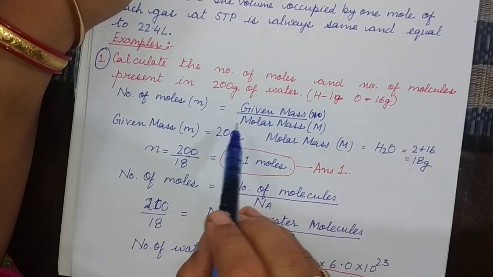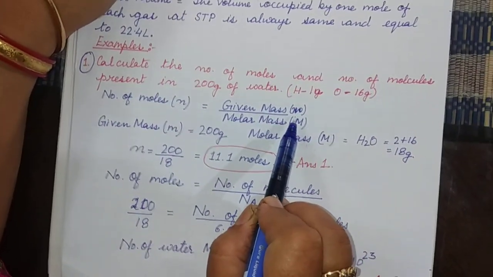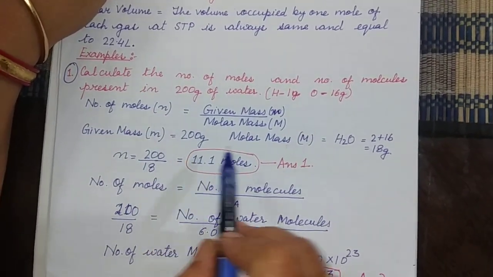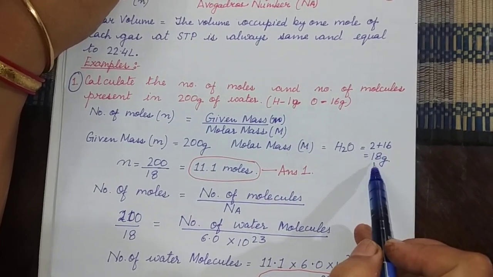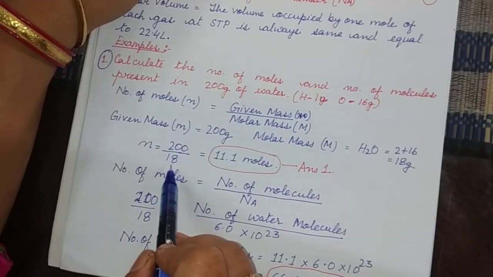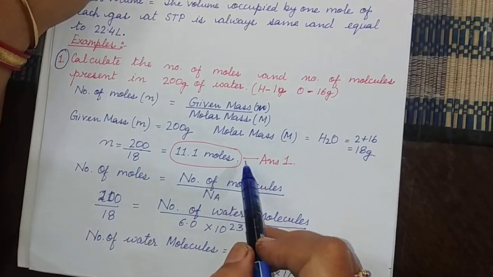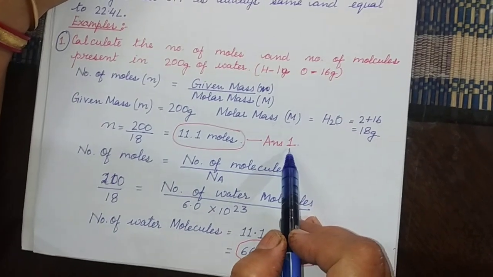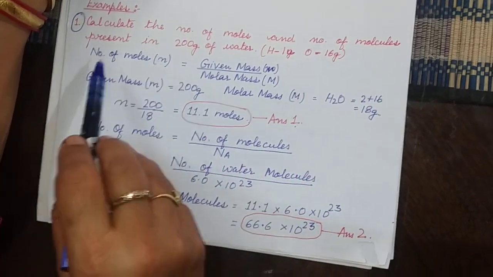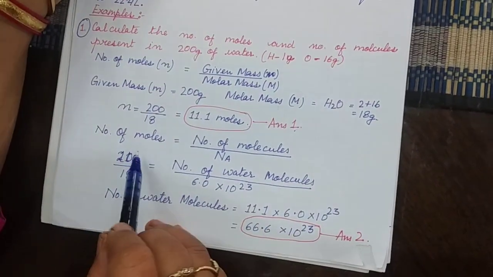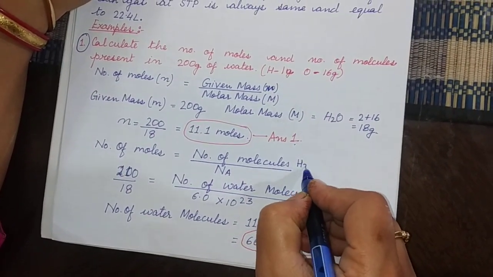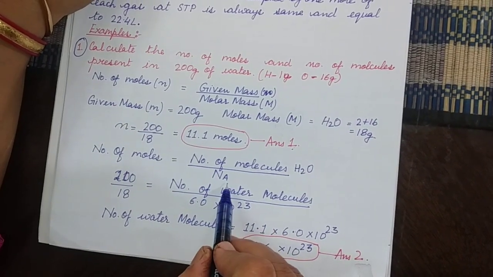So number of moles is equal to the given mass, small m, divided by the molar mass, which is capital M. Given mass is 200 grams, and the molar mass, you calculate it and you'll find it is 18 grams. So n, the number of moles, is equal to 200 divided by 18, and you work it out, you'll find that it is 11.1 moles. Now the question says find the number of molecules. Using the second formula, the number of molecules of H2O, which we want to know, is divided by Avogadro's number.